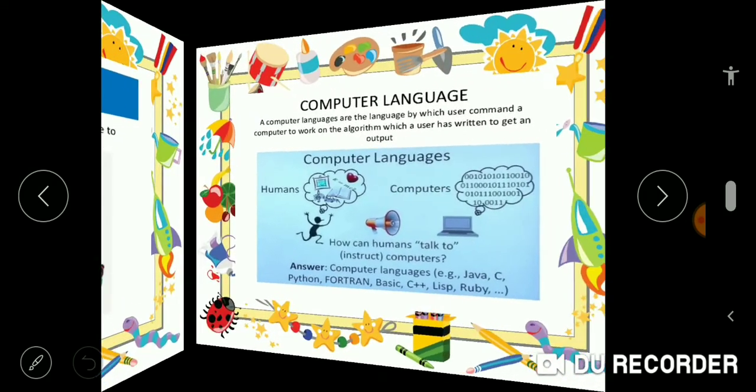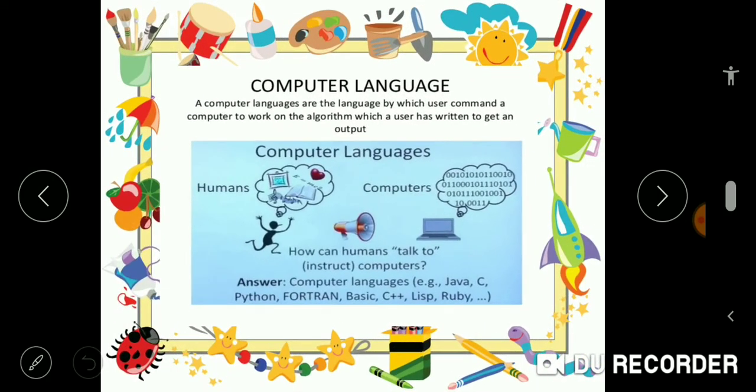Now, we will study what is a computer language. A computer language is the language by which a user commands a computer to work on the algorithm which a user has written to get an output. Students, you can see in this picture how humans can talk to the computer. We can talk to the computers with the help of computer languages.